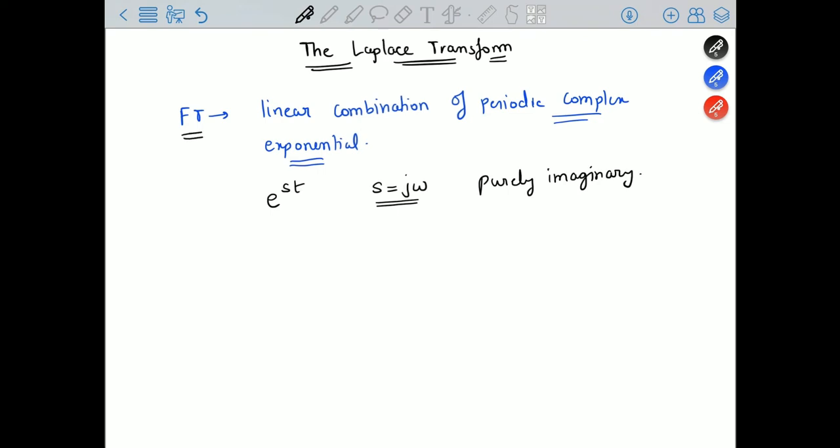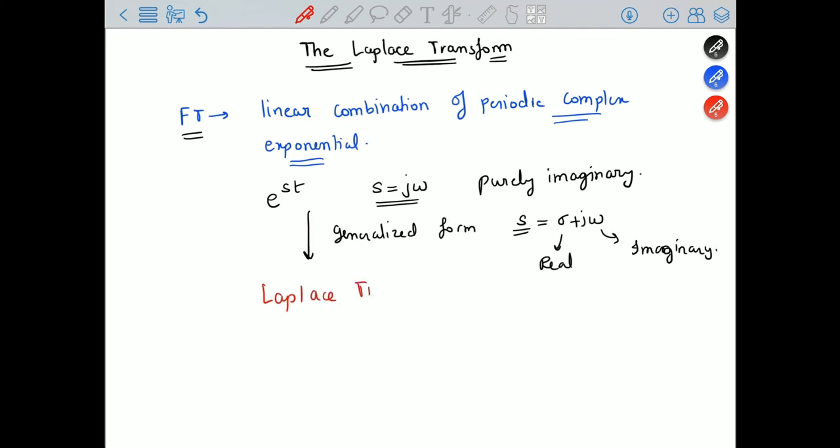So can it be generalized? Can s take some real value as well? The answer is yes, because s is a very general kind of variable. So if we consider the generalized form of s, in which it takes values represented by sigma plus j omega, where sigma represents the real part and j omega the imaginary part, then that generalized representation is called the Laplace transform. So it is the generalized version of the Fourier transform.